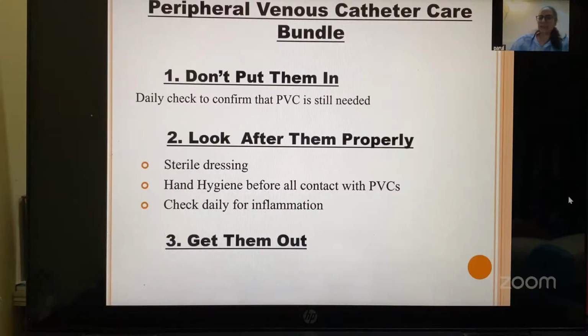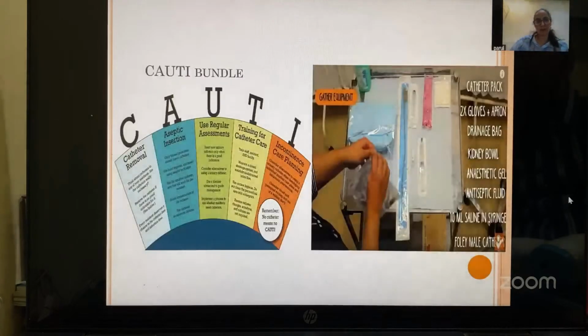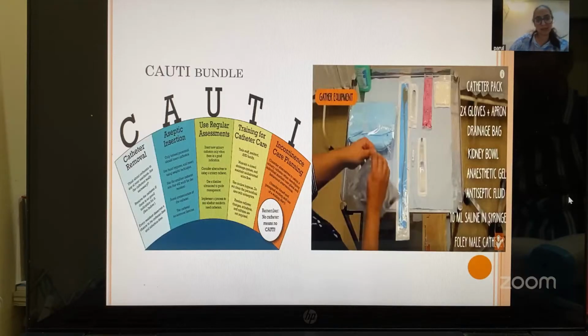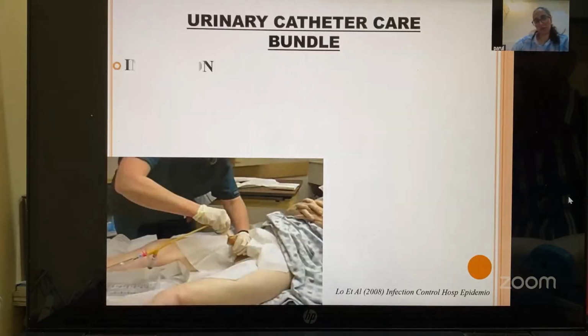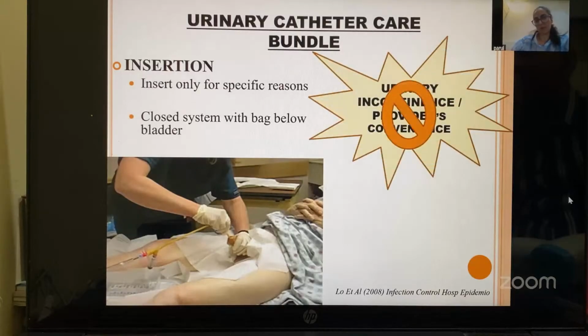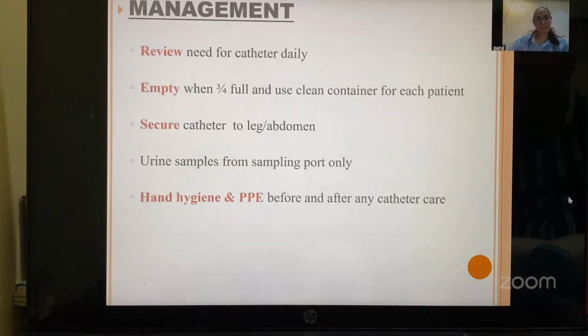I would skip the central venous catheter in the interest of time and also because it has been discussed. Catheter care bundle, very briefly: don't put them in unless it is needed. A patient's request is not an indication for a urinary catheter. You are doing more harm than good if it is just for the sake of convenience rather than an actual indication. Look after the catheter with dressing, hand hygiene, and daily checking if it is required or not. This is for the urinary catheter: catheter removal, aseptic precautions, regular assessment, and training every day if it is required or not. I'm not going into the details of the videos of the same.